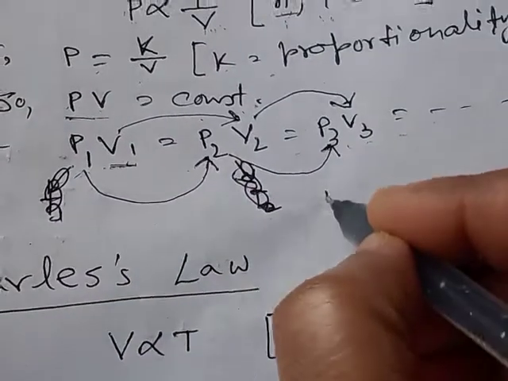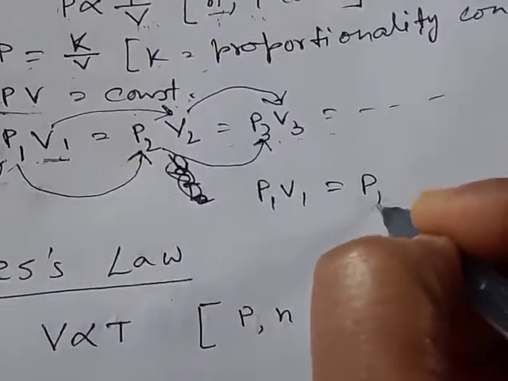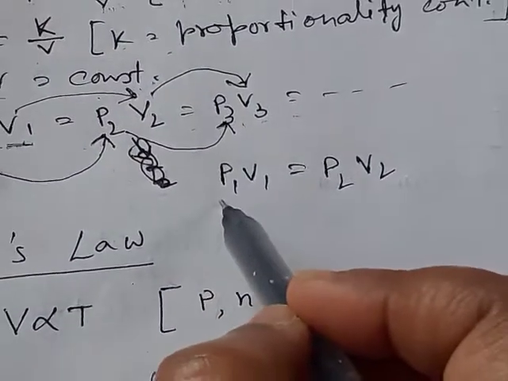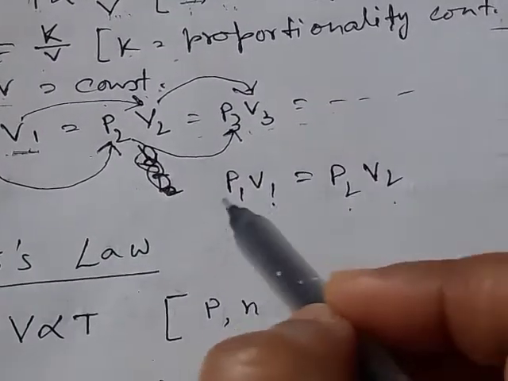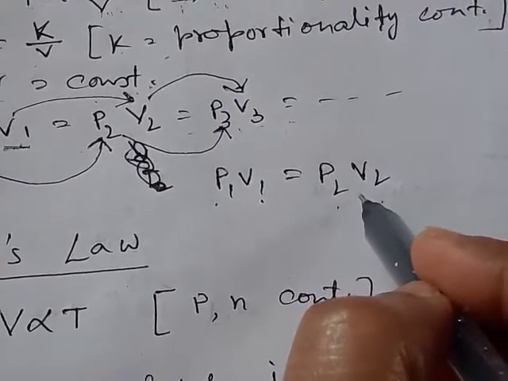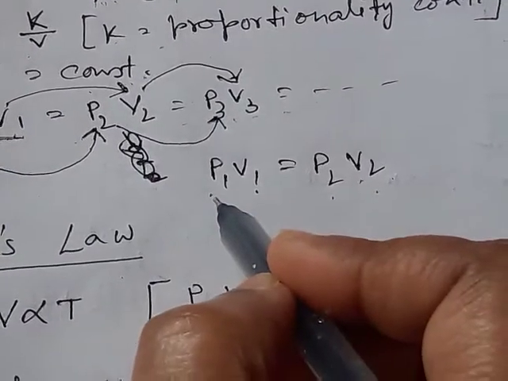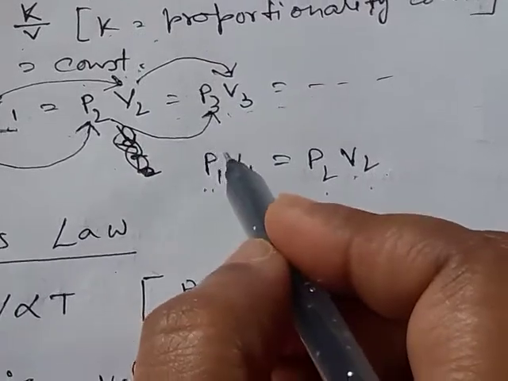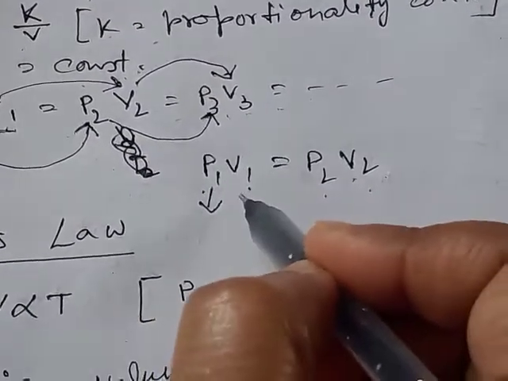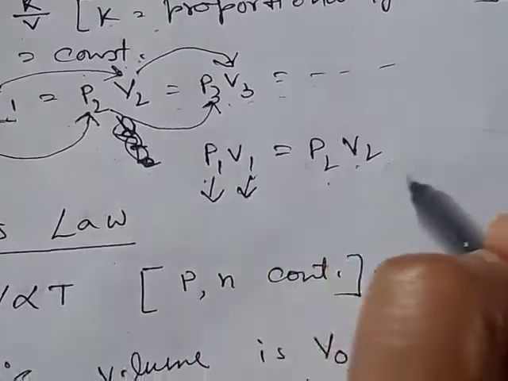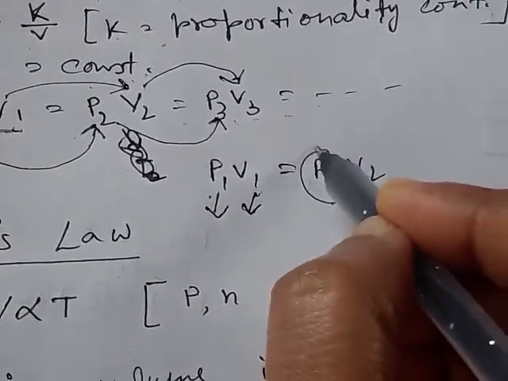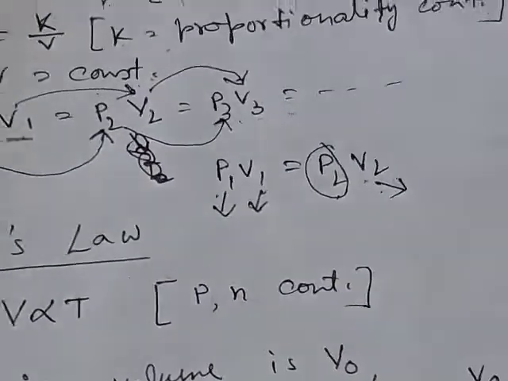Now in this equation, P1 V1 is equal to P2 V2, there are 4 variables: P1, V1, P2 and V2. If we know 3 variables, then the remaining variable can be obtained. That is, if the value of P1 is known, similarly the value of V1 is known, and if we know the value of V2, then you can easily determine the value of P2 from this equation.